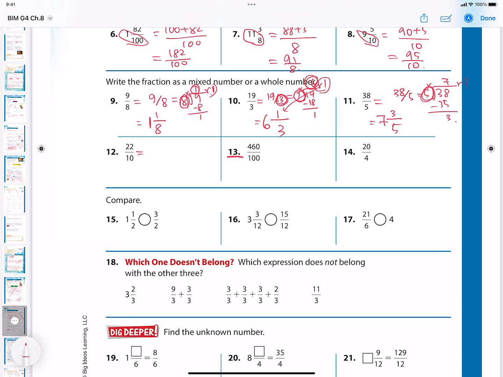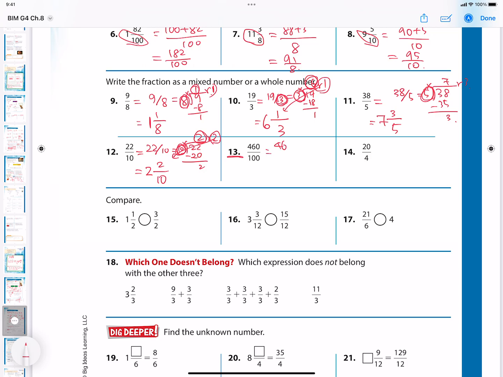All right, this one is what? 22 divided by 10. 10 can fit into 22 by what? 2 times. We know that, right? Because 10 times 2 is what? 20. Take away, remainder 2. So this quotient is our whole number, and then the remainder goes on top, and our divisor is our denominator. Okay? 2 and 2 tenths. All right, 13. Of course, we know you got this.